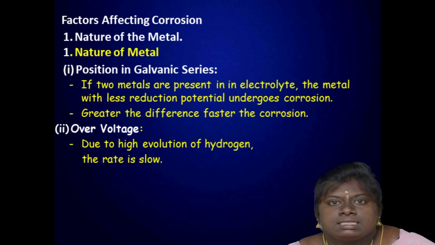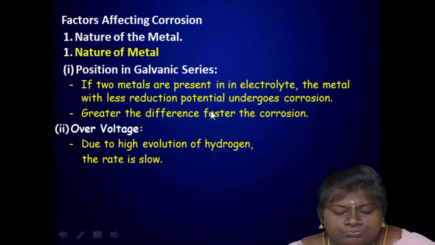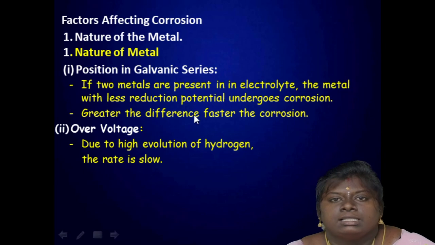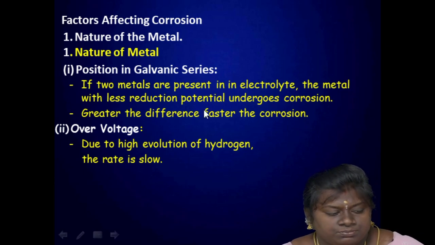The next case is that the greater the difference between the anode and cathode, the faster the corrosion. And next one is overvoltage. If we apply an overpotential more than in normal reactions, the hydrogen reaction will occur and the corrosion rate will be faster.